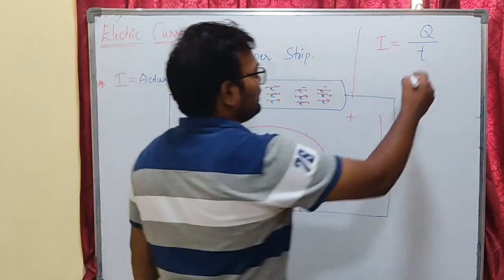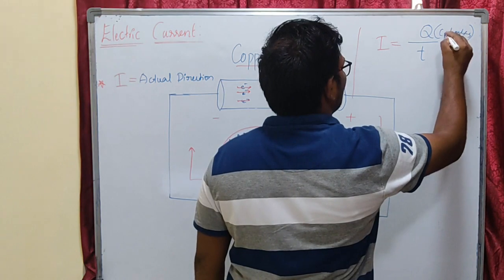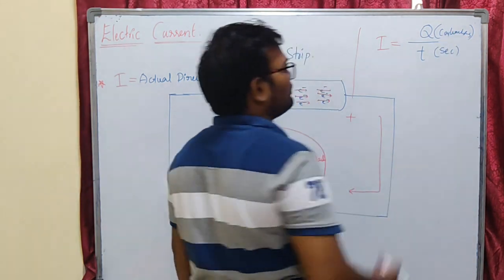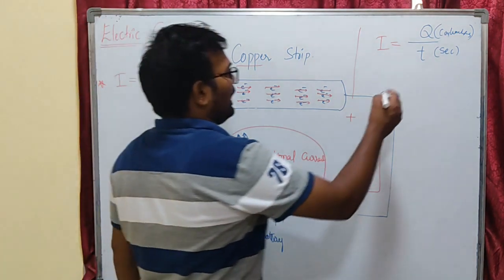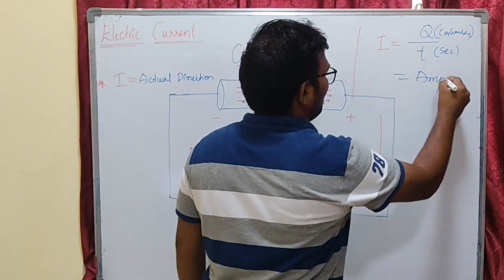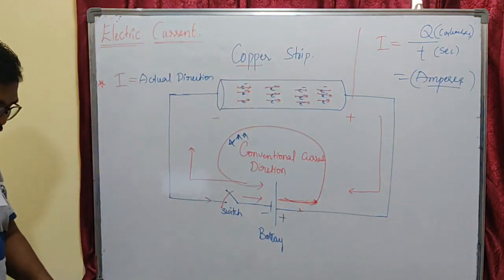Here charge is in coulombs and time in seconds, so it is coulombs per second. Therefore the unit of electric current is coulombs per second, which is also called amperes. Amperes is the unit of current, which is nothing but coulombs per second.